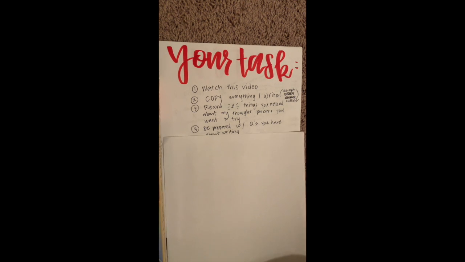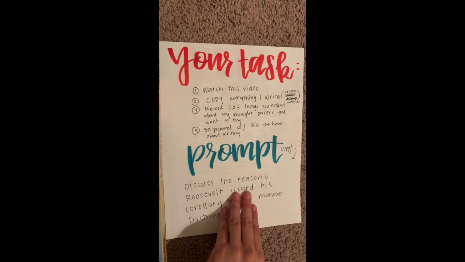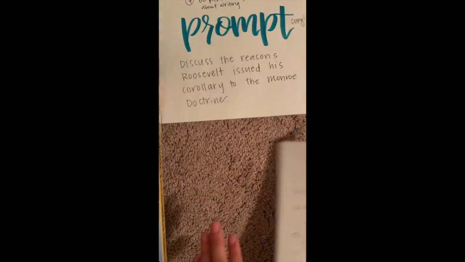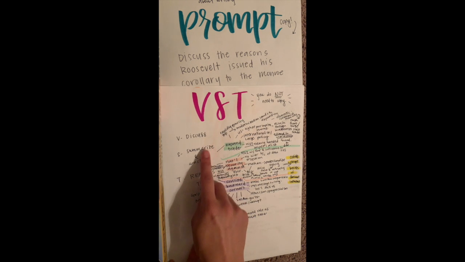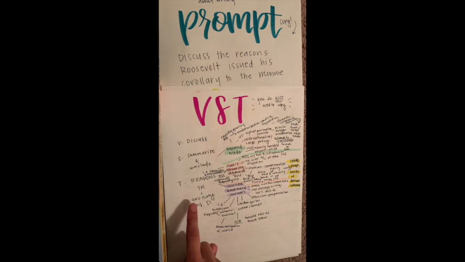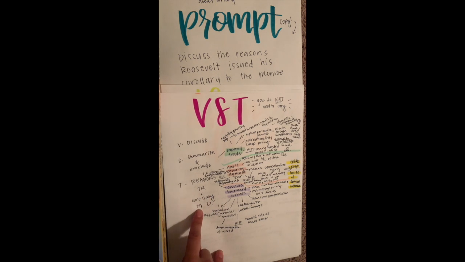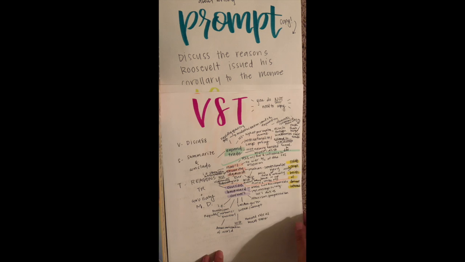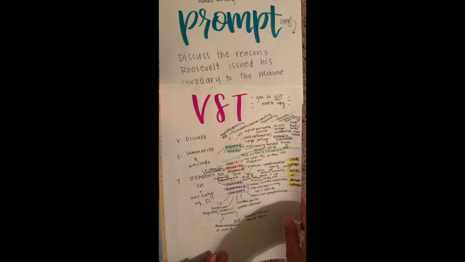What's your prompt? Your prompt is, discuss the reasons Roosevelt issued his corollary to the Monroe Doctrine. So then the next step is to VST this prompt. The verb is discuss, our skill is summarize and conclude, and then the important words from the prompt are reasons, TR, plus is what I did for issued, and then corollary and Monroe Doctrine. So we are focusing on the causation of why he chose to add this to the Monroe Doctrine, which many said was not used a lot, which would be great information to include in an introduction paragraph.